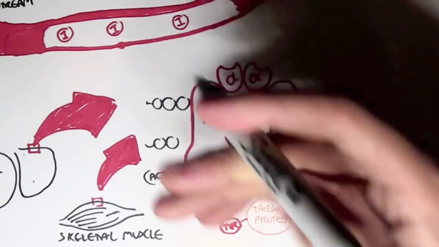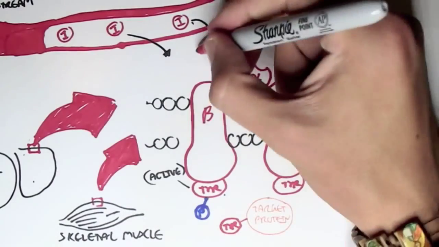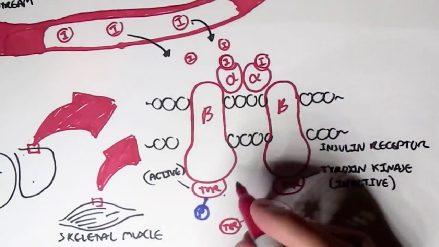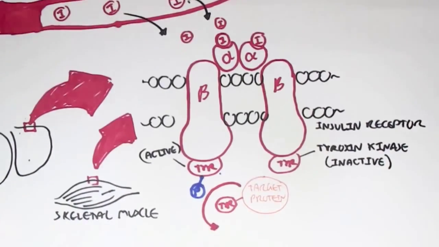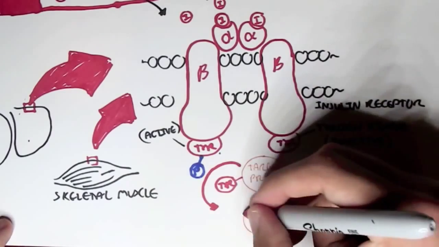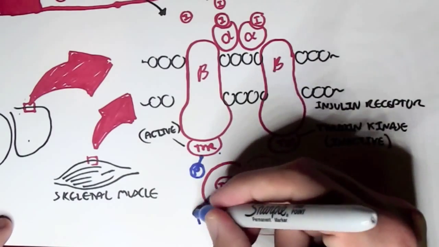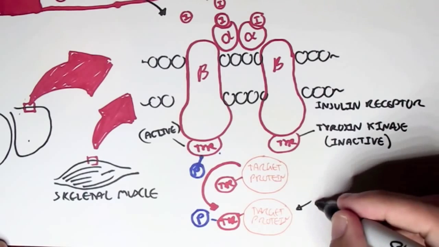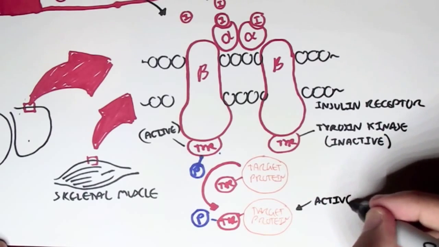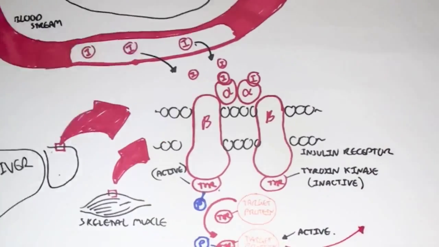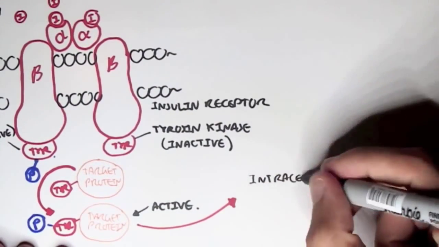Well, when insulin travels to the target organ, for example, the liver, the 2 insulins will have to bind to the 2 alpha subunits, which will then cause tyrosine kinase to phosphorylate the target protein inside the cell. So this target protein will become phosphorylated. It will have the phosphate group attached to the tyrosine amino acid. And now, because this target protein is phosphorylated, it is active. And so because it is active, it can then cause the intracellular effects of insulin.